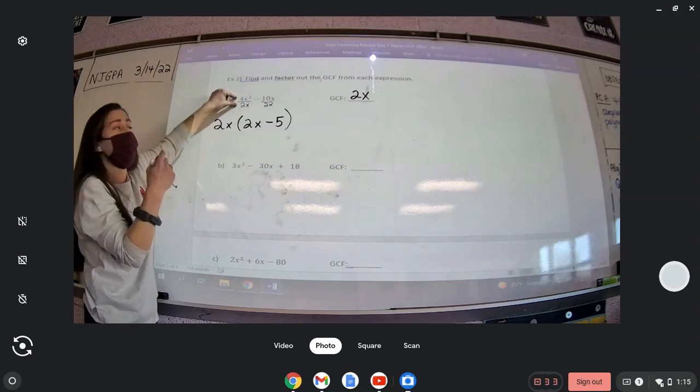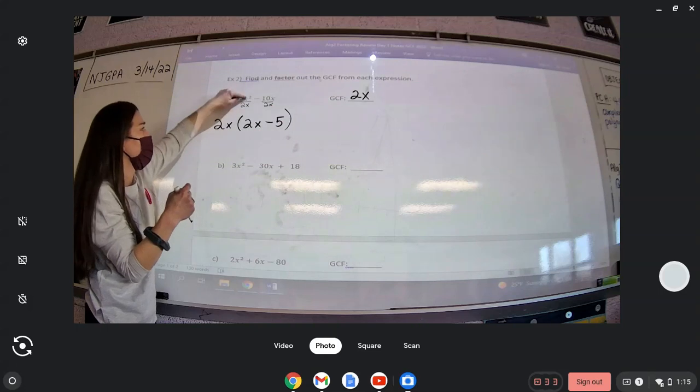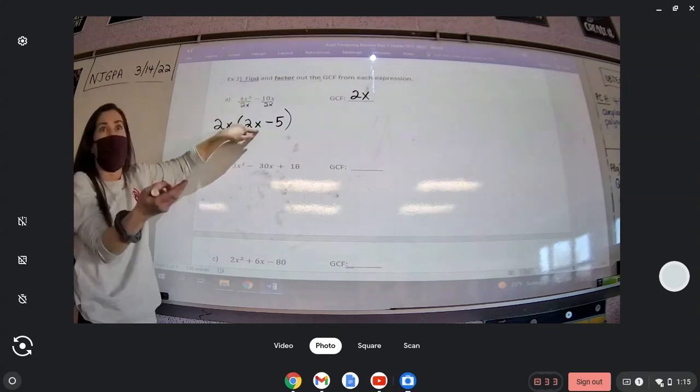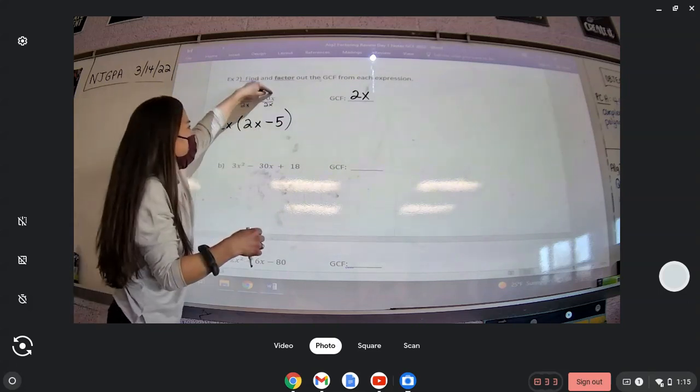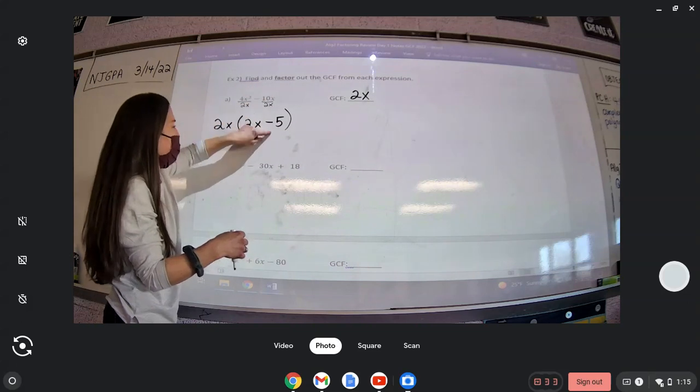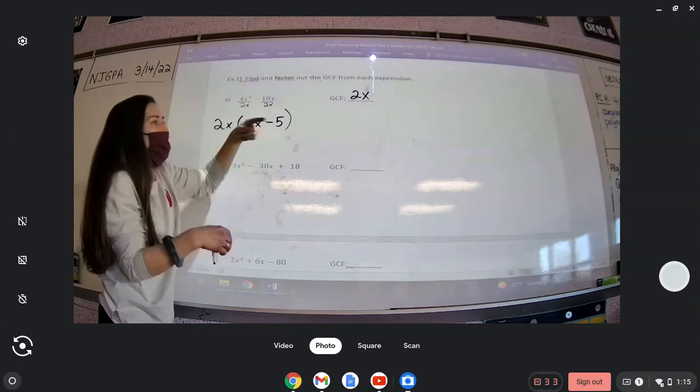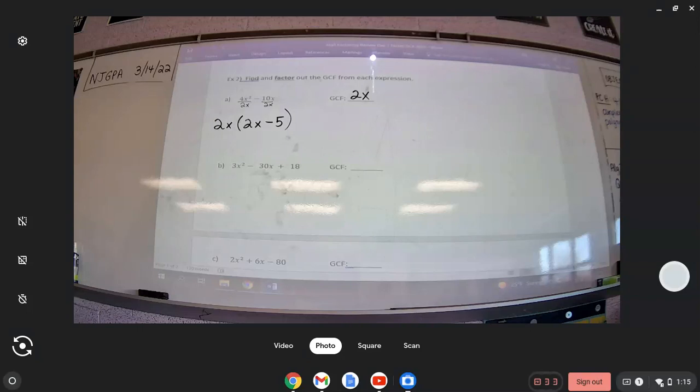You have to know exponent rules. 4 divided by 2 is 2. What's x squared divided by x? x. And then what is a negative 10x divided by a positive 2x? A negative 5. I don't like to do that. I just ask myself, this times what gets me back? But that's another way to find out the second factor. Just divide your GCF out. All right, here we go.